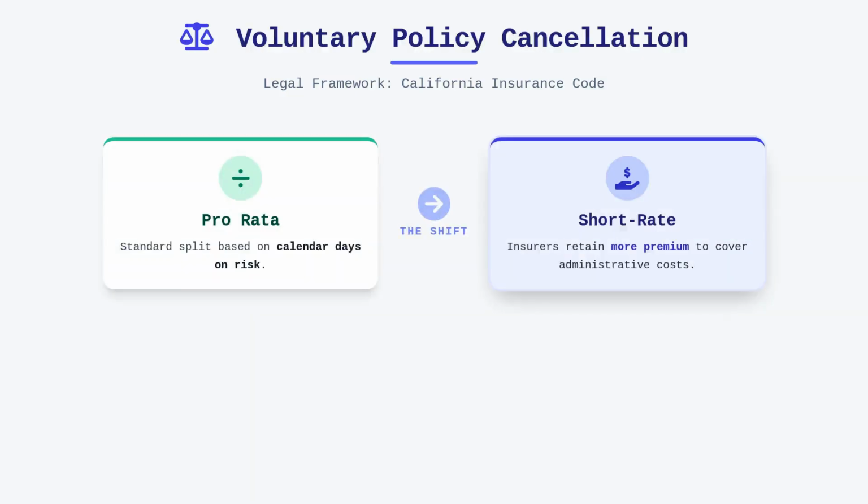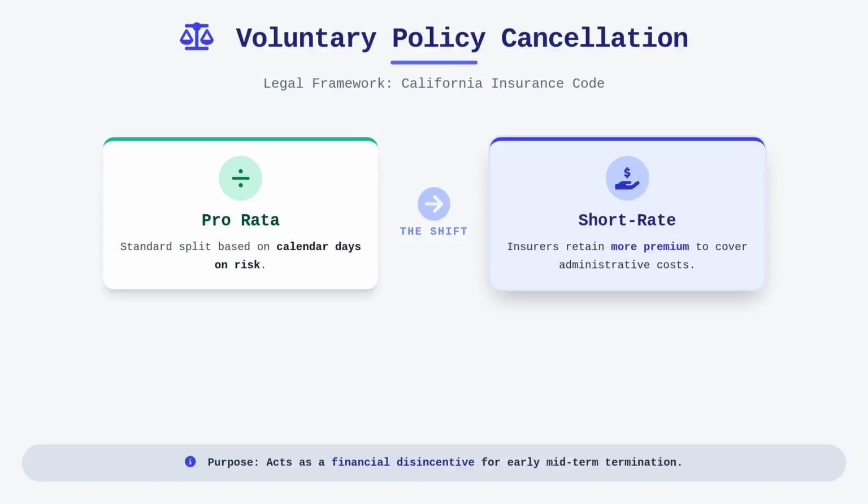A short rate calculation is designed to allow the insurance company to retain a greater portion of the premium than the simple calendar days on risk would dictate, effectively acting as a financial disincentive for early termination and covering the administrative expenses of setting up the account.